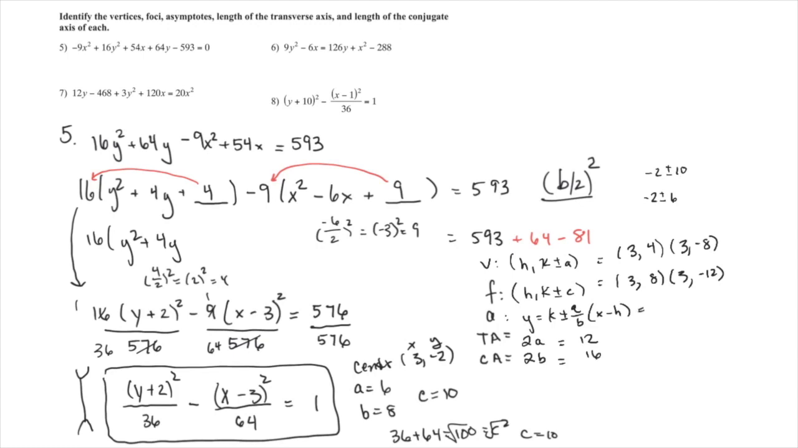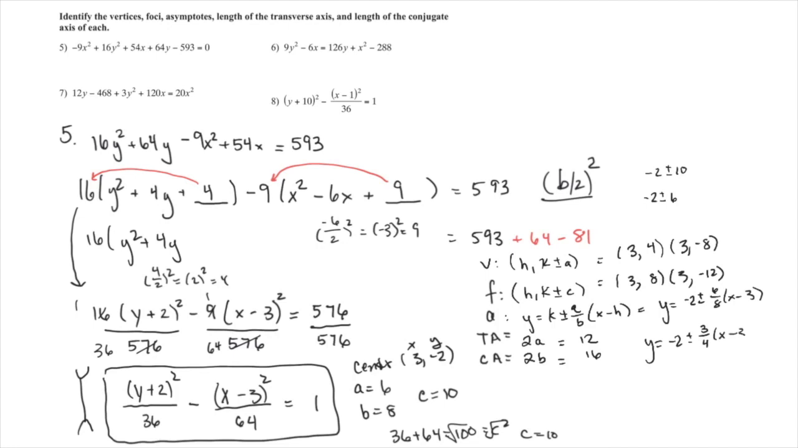If I write out my asymptotes, it's going to be y equals k, which is -2, plus and minus 6 over 8 times x minus h, which is 3. Now, I could leave it like that, but I can guarantee you that on a multiple choice situation, you are never going to see your asymptotes look like this. So we're going to need to simplify that and probably get it into 2 different forms. So y equals -2. I'm going to reduce that fraction. 2 goes into 6 3 times, and it goes into 8 4 times.